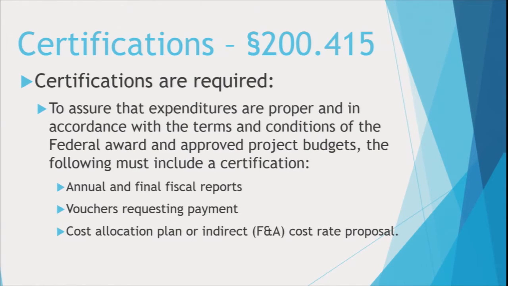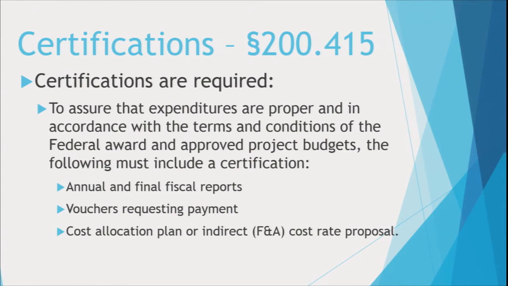Certifications are required to assure that expenditures are proper and in accordance with the terms and conditions of the federal award. There are certain reports and payment requests that require certification. These include annual and final fiscal reports, vouchers requesting payment, and cost allocation plans or indirect cost rate proposals. Certifications that are required for vouchers requesting payment, for example, would include the drawdown requests made from the Department of Education for reimbursement of program expenses.